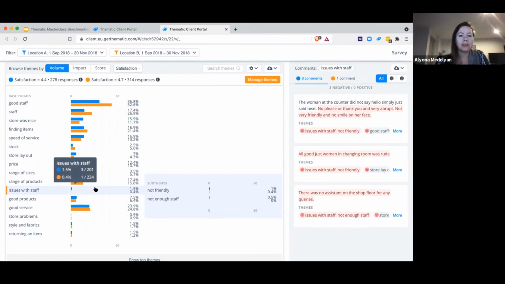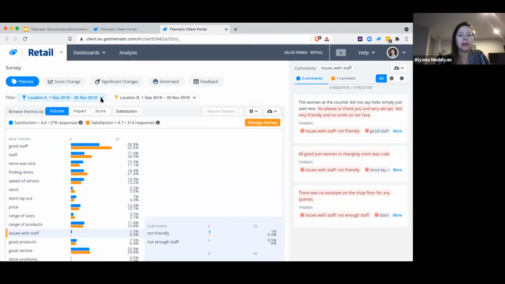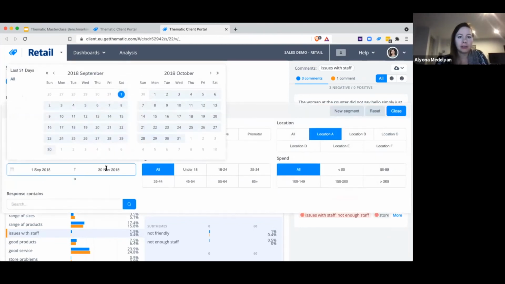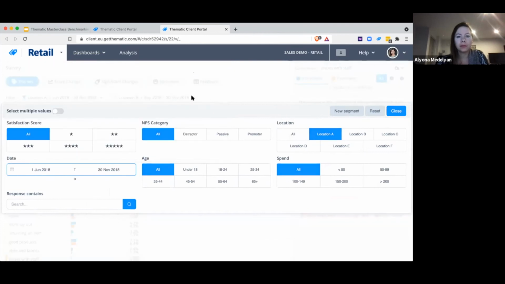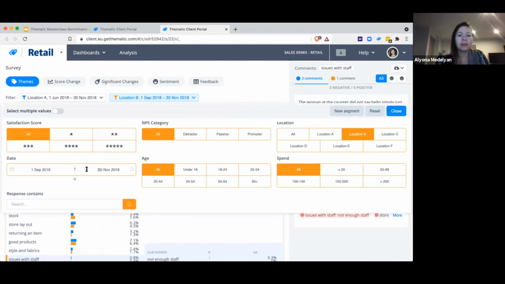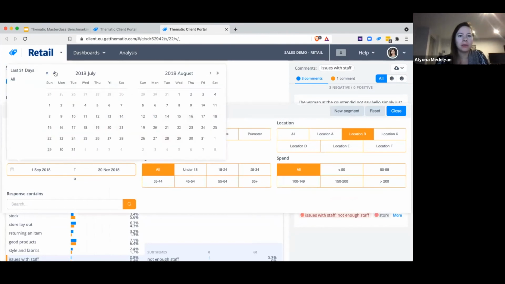It's not necessarily statistically significant, so what you can do is increase the time period and see if you have more data. Is this actually a trend? Let's see. Just add a few more months. And do the same thing for location B.